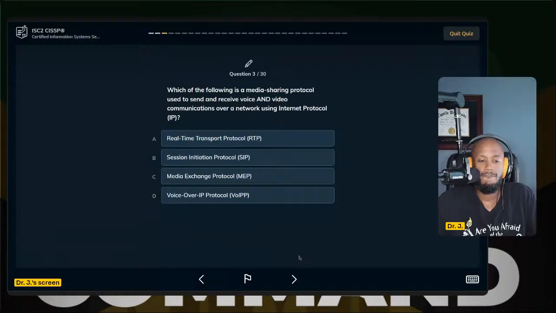Yeah, I would eliminate Delta, because that answer only covers voice. It needs to be voice and video. Yeah, it's 50-50 between RTP and SIP, but I lean towards SIP.